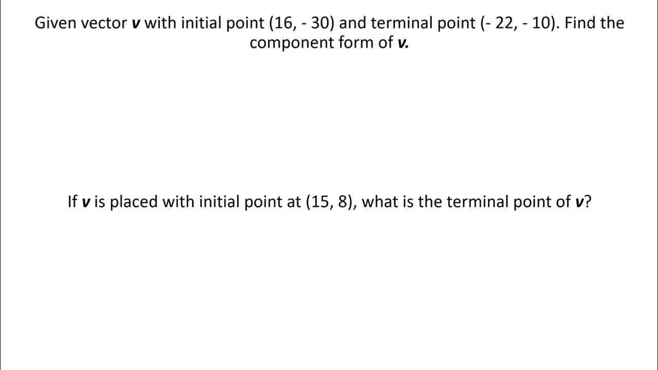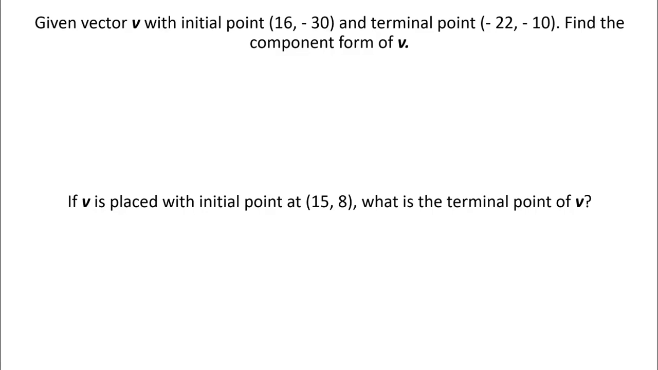In this example, we are given vector v, and we're told that vector v has an initial point of (16, -30) and a terminal point of (-22, -10). And we want to find the component form of v.